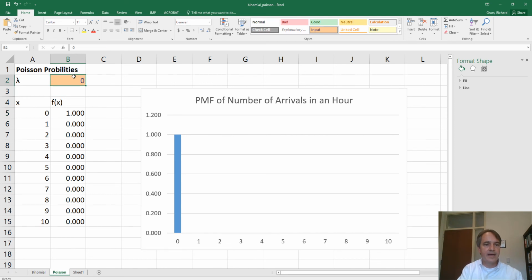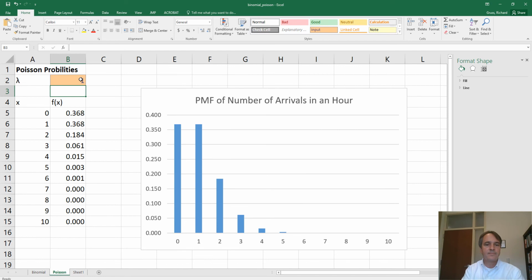So you can see that if my average rate of arrival is 0, that means the probability of 0 arrivals is 1. Okay, so if you average 0, because this can't be negative, that means you must never have any customers. So we see that the probability of 0 is 1.